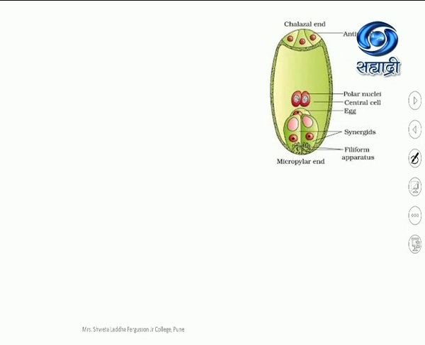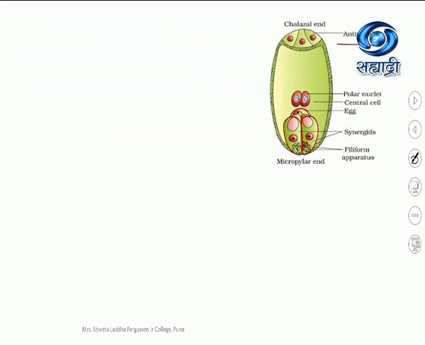Now let us see. This is a very nice diagram. I have taken it from NCERT books. This is the chalazal end. At the chalazal end, these are the 3 antipodals. The function of antipodals is not specified. Here you can see these are the 2 synergids, and in between the synergids you can see this is the egg. These 3 form the egg apparatus. All these are haploid.